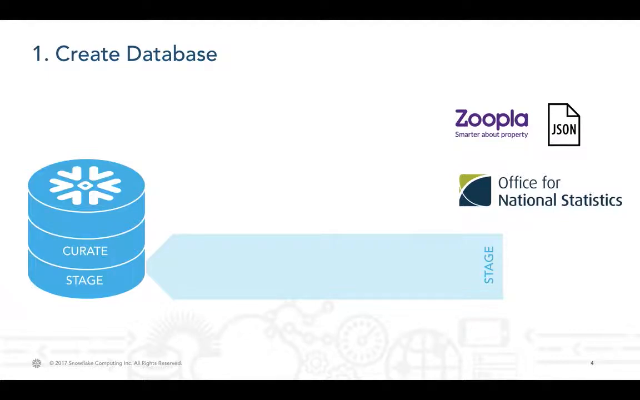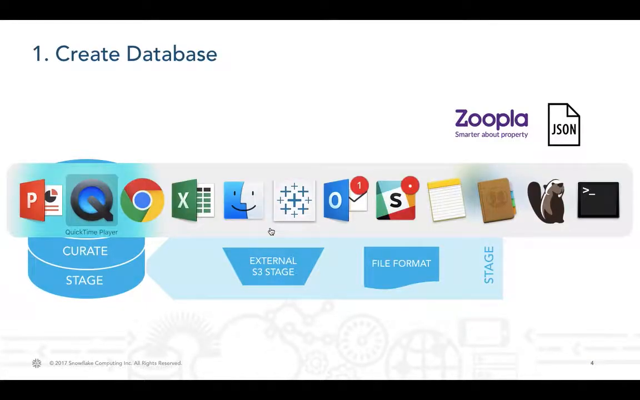When wanting to load data into Snowflake, you obviously have to create a database. And then we do two other things, which is we create what we call an external S3 stage. That allows Snowflake access into that bucket. We also have a file format that we need to create to tell Snowflake, okay, this is the format of the ONS data, and this is the format of the Zoopla data, which is JSON.